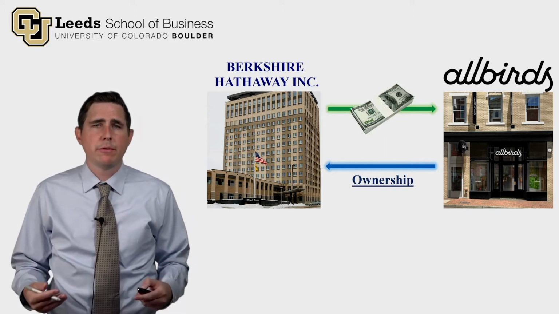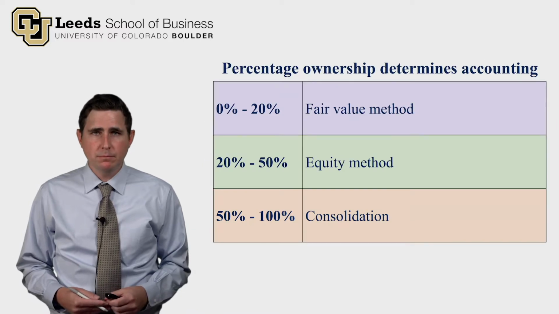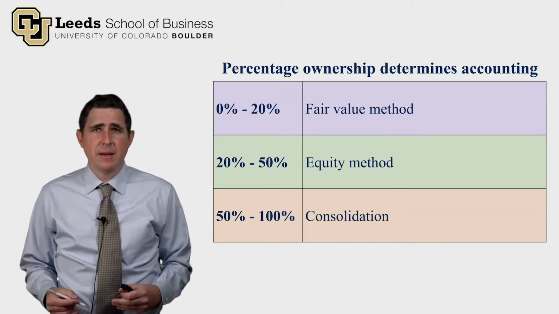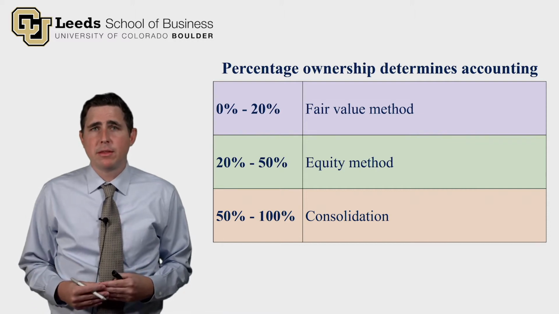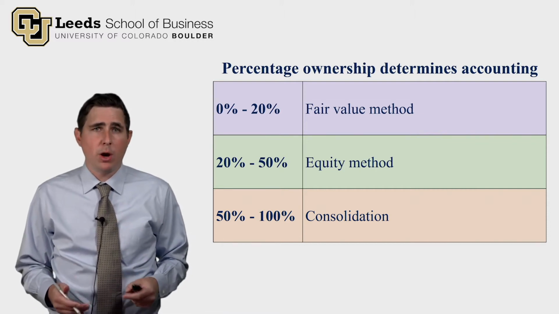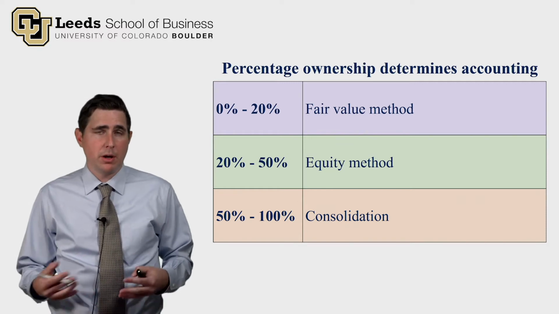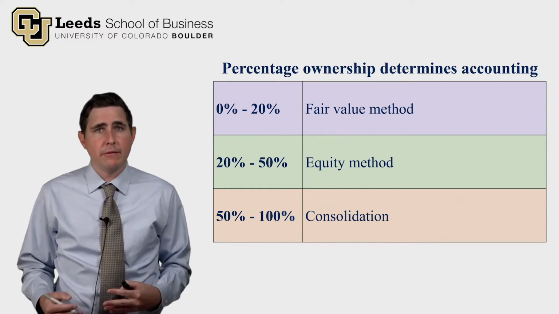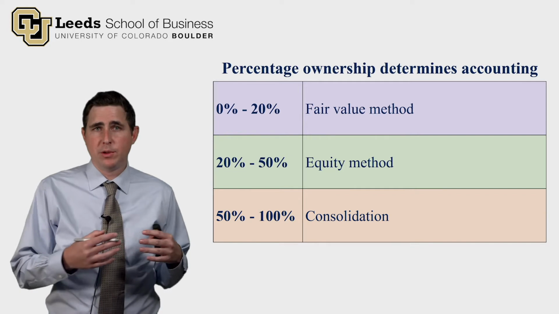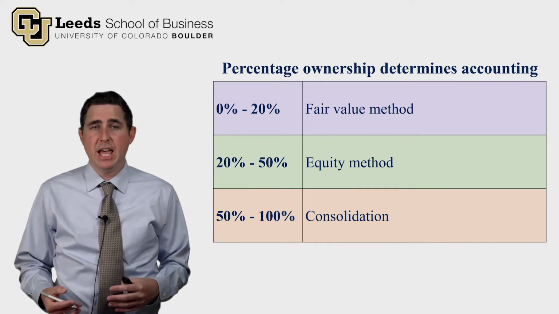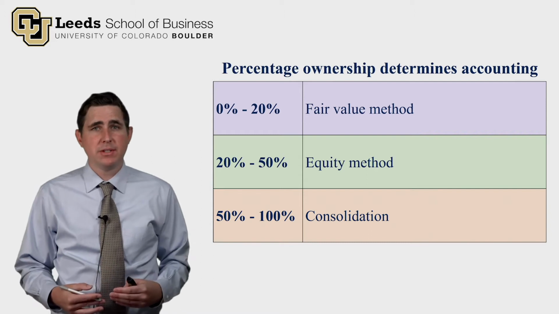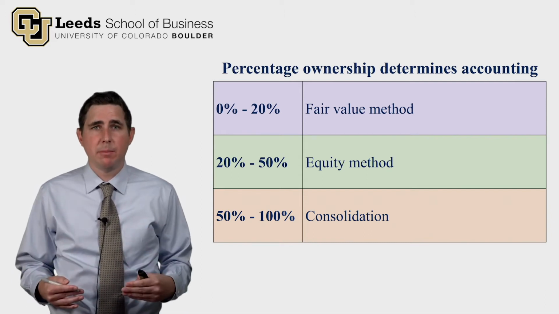So how do we account for this type of investment? Well, for accounting purposes, the percentage of ownership that we acquire determines the accounting method that we'll use. If we acquire between 0 and 20% of the company, we're going to use something called the fair value method. If we acquire between 20 and 50%, we'll use something called the equity method. And if we acquire between 50 and 100%, we will consolidate the company we invested in.